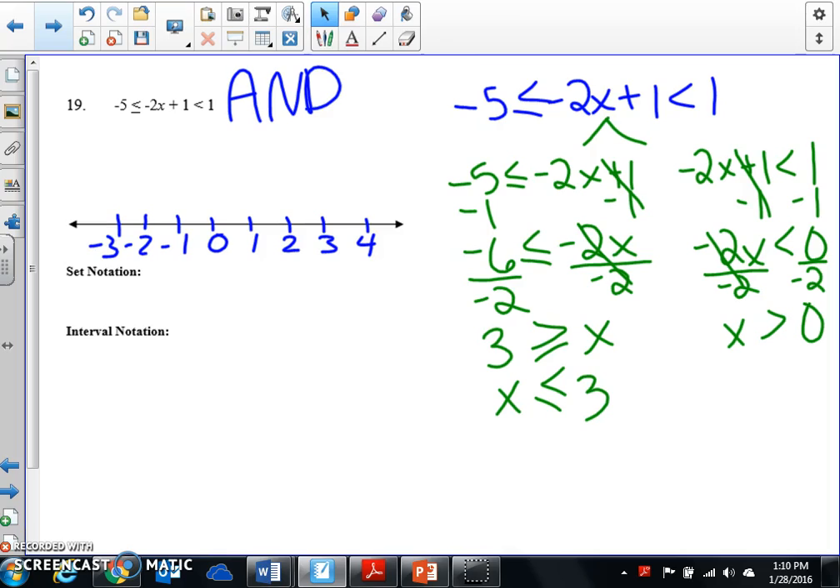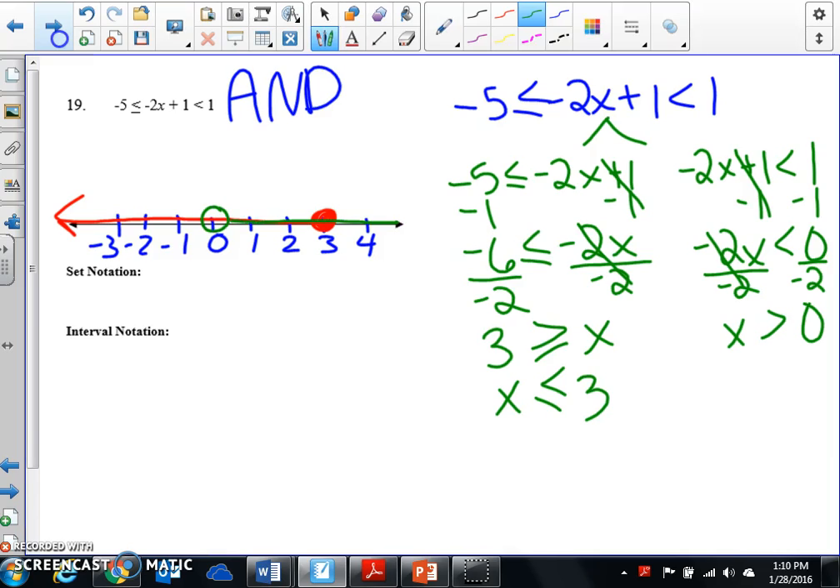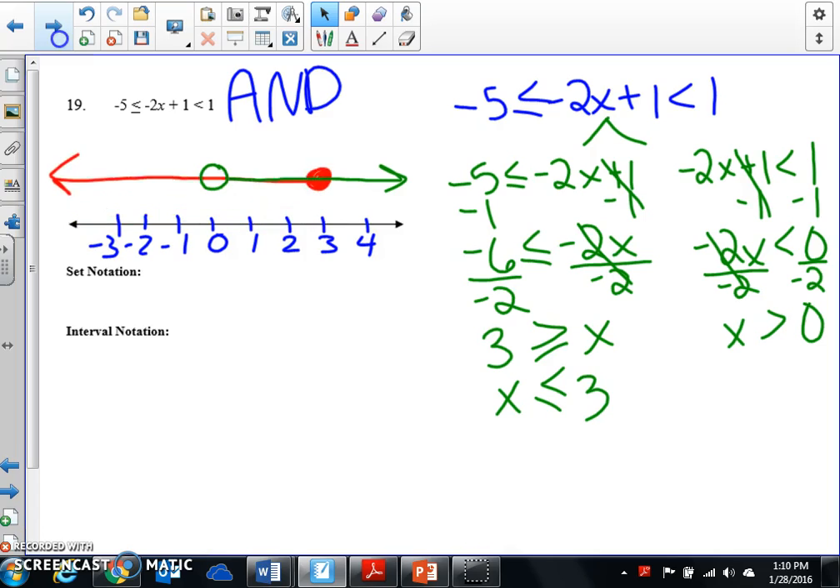All right, so it's an and, so once again, it's going to be an intersection. Most likely, they're going to crisscross. I go to 3, it's a closed dot going this way. And then I go to 0, it's an open dot going this way. So I just want that intersection. So my solution is actually 0 to 3, and then in the middle.